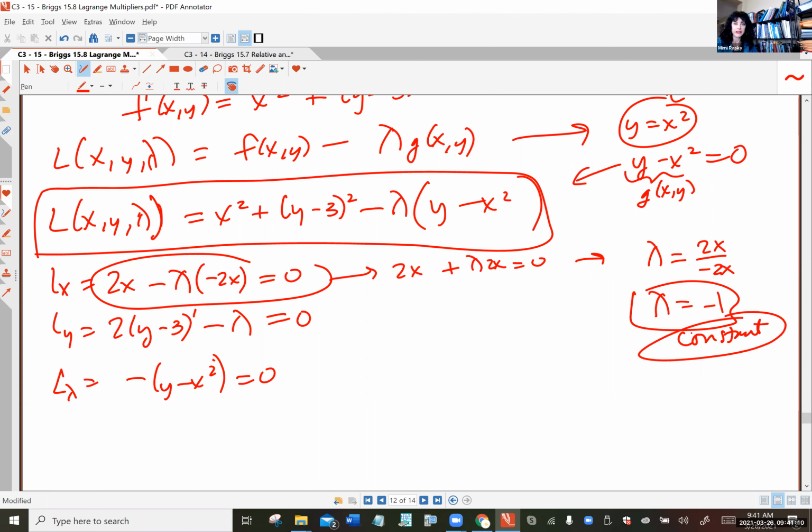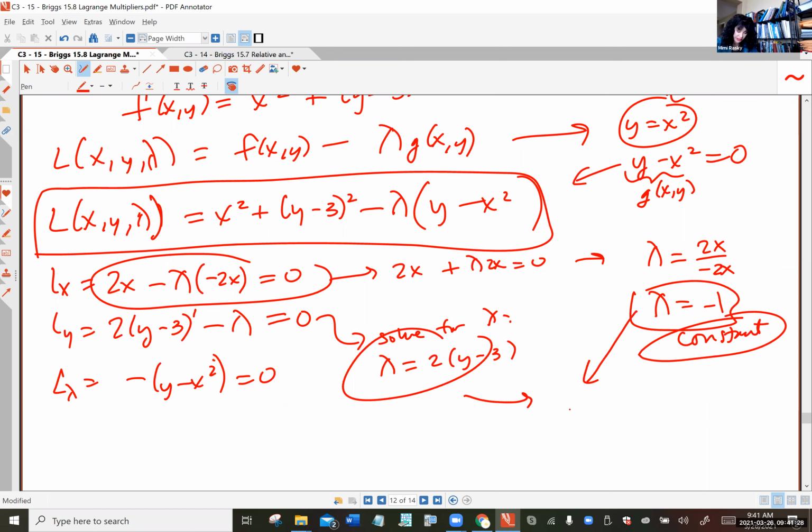Please don't freak out and think that you did anything wrong, because sometimes that happens. And it's like, well, what am I going to do now? Don't worry. It's still going to work out. So here, I'm still going to solve for lambda. And I get lambda is equal to 2y minus 3. Okay. Now, these lambdas still have to be equal to each other. I mean, lambda still has to be lambda. I mean, that's not going to change.